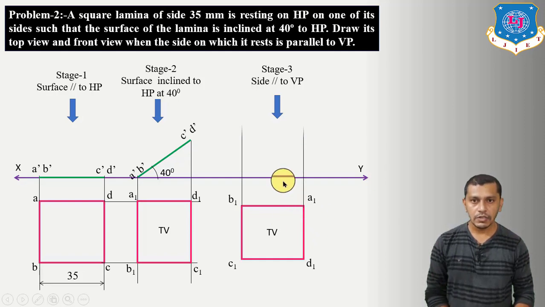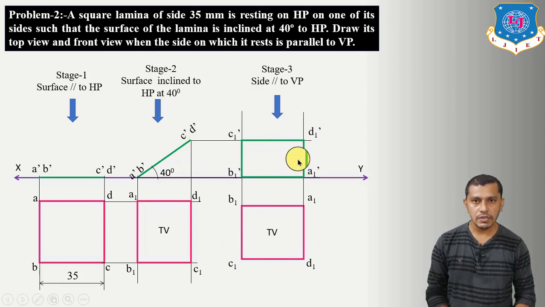Now project all these points A1, B1, C1 and D1 upwards, and project these points to the right hand side. So this will be our A1 dash, this will be our B1 dash, this will be our C1 dash, and this will be our D1 dash. Join all these corners, and we will get the front view of the square lamina in the last stage.